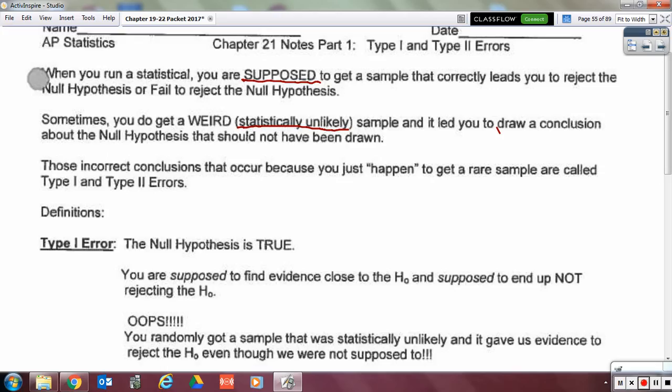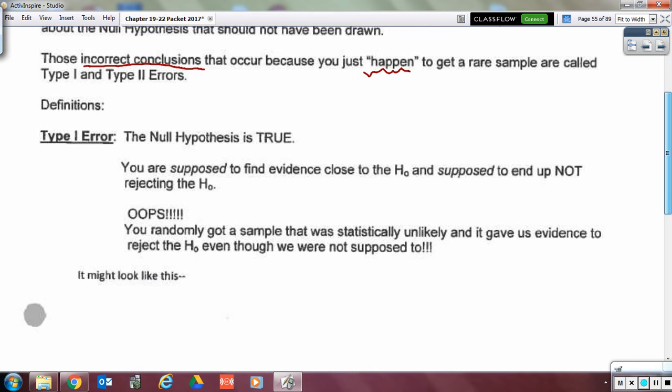Therefore, those incorrect conclusions that occur because you just happened to get a rare sample are called type 1 and type 2 errors. And that's what we're going to learn about today. We're going to define them today and then be able to state them in context of real-world problems. So here we go.